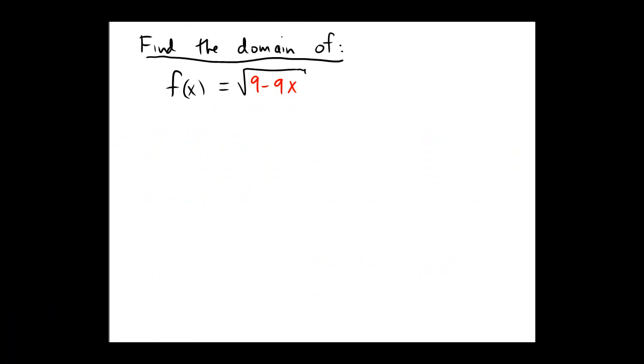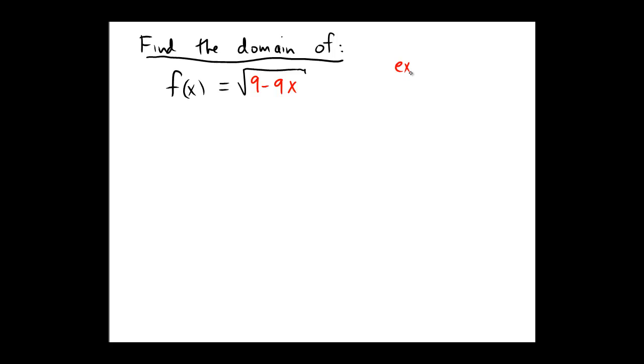Find the domain of a square root function. The key is to realize that the domain, the valid points that can go into the square root function in the real numbers, would be anything that allows the expression under the radical to be bigger than or equal to 0.